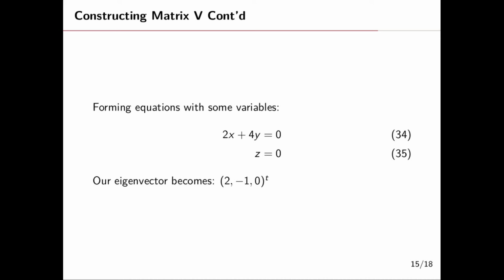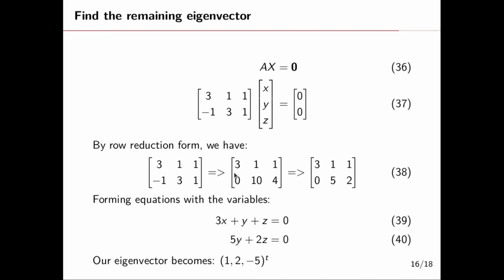So if our y is a free variable, we choose y to be negative 1. If y is negative 1, then our x is going to be what? 2. So that's the vector that we have seen here. Then we also take a step further down to find the remaining vector.